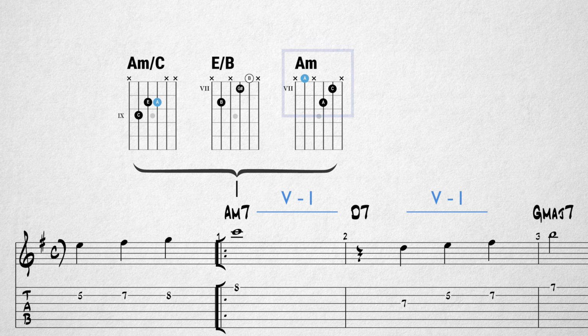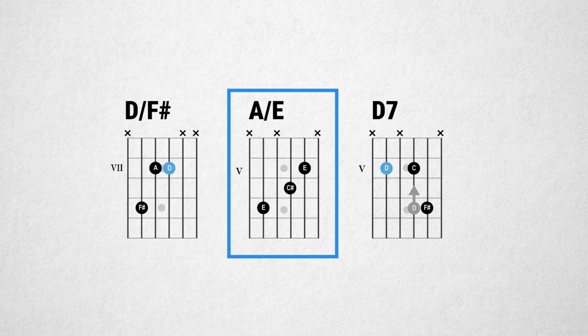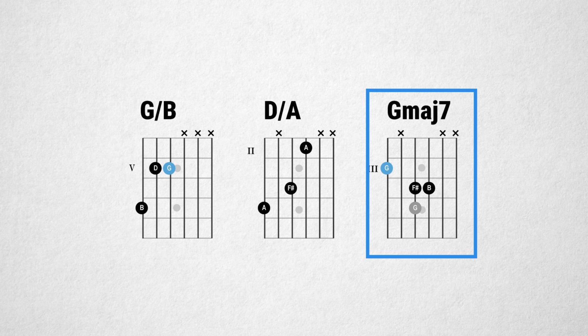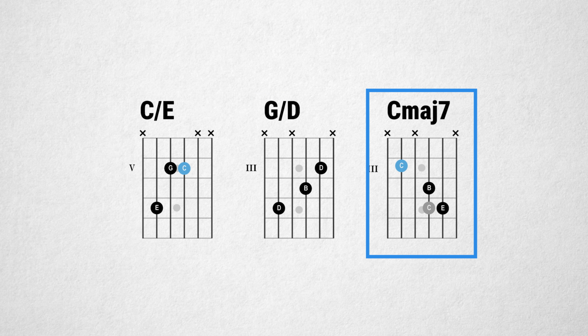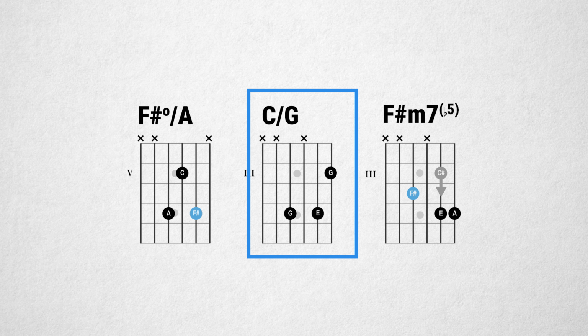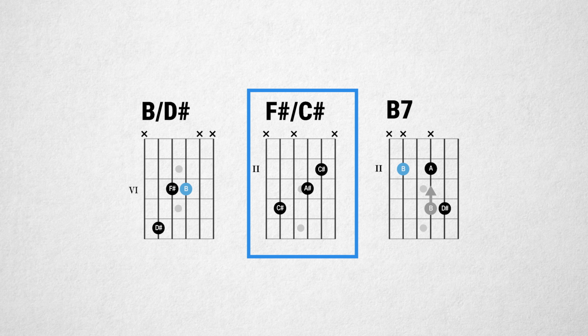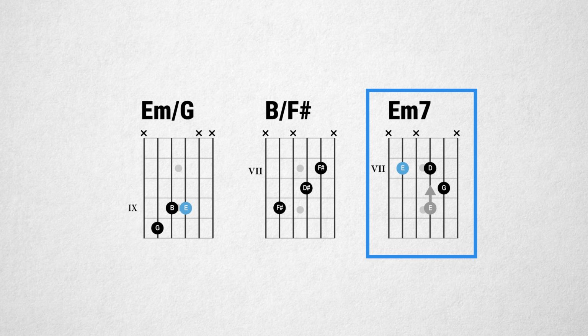So we'll adapt each counterpoint measure so that the second tonic chord becomes a 7th chord. So A minor becomes A minor 7 by adding the minor 7th G. And D major becomes D dominant 7 by adding the note C. G major becomes G major 7. C major becomes C major 7. F sharp diminished becomes F sharp 7 flat 5. B major becomes B dominant 7. And E minor becomes E minor 7.